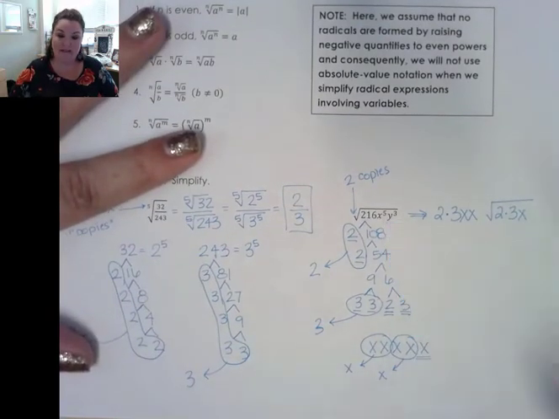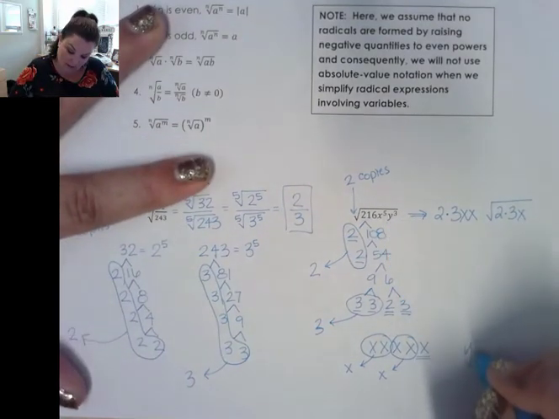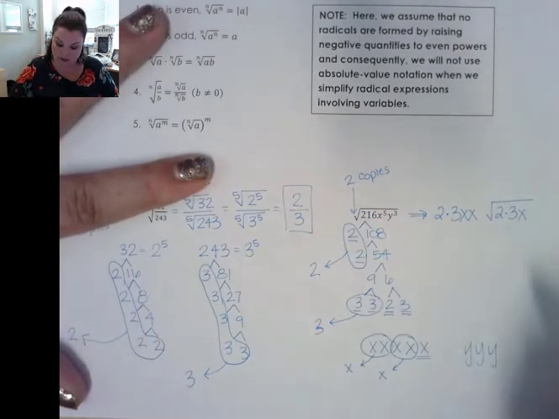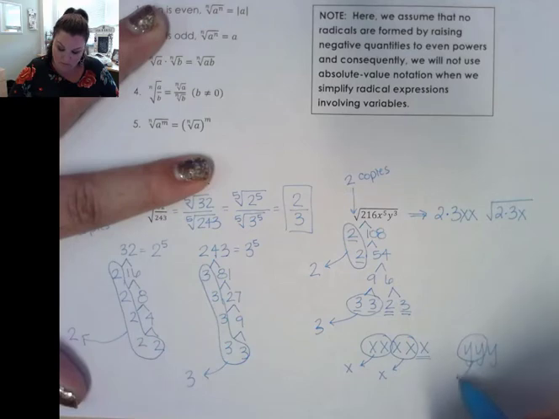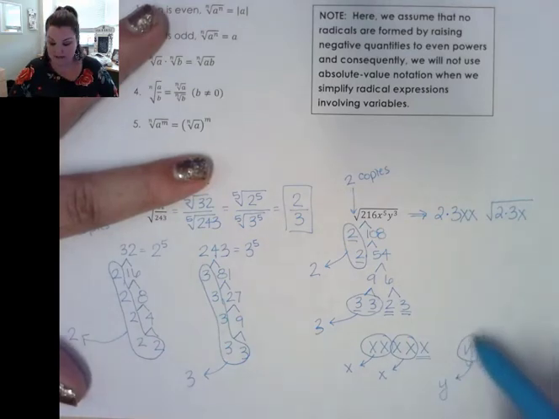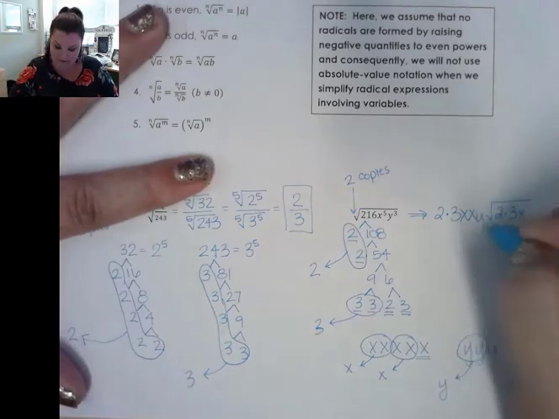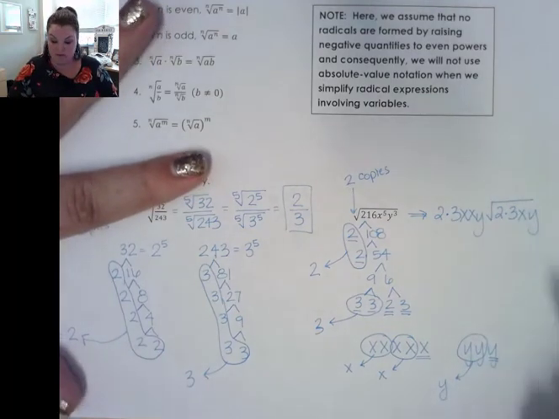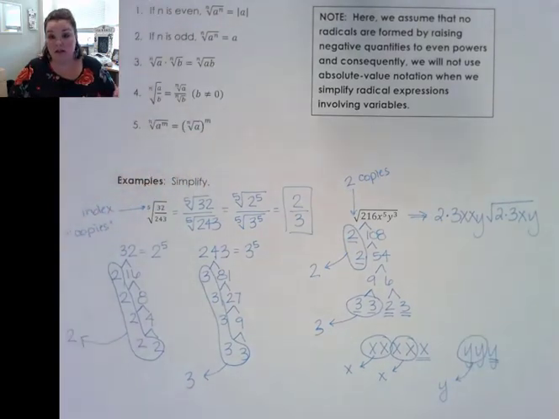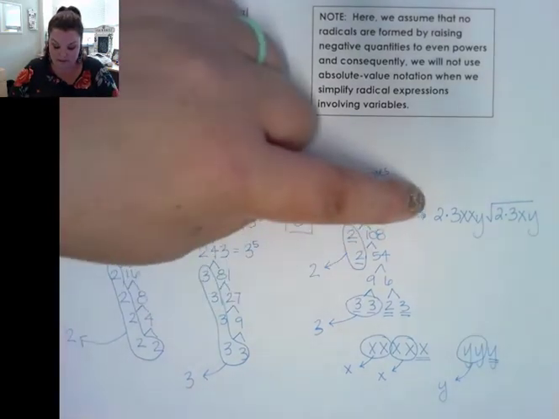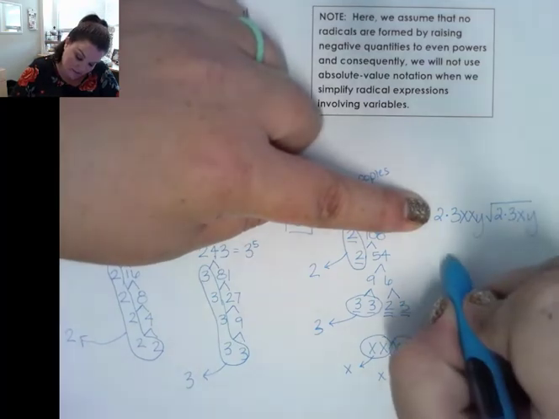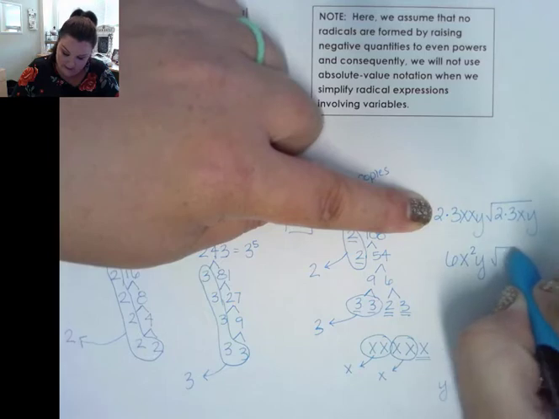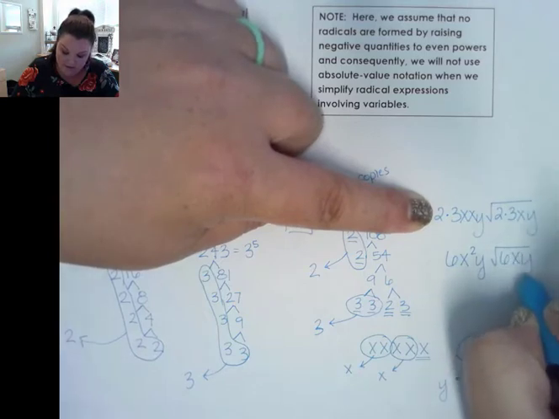Same thing with y to the 3rd. If I have 3 y's, y times y times y, and I need 2 copies to bring out a y, I can bring out 1 y, right? Because I have two y's here, which tells me I can bring out a y. And then notice I'm left with one copy of a y underneath. And then once I've got it all figured out, I just simplify the way that I write it. So I'm going to multiply my numbers together, which gives me 6. X times x is x squared. I have a y. And then under my square root, I'm left with 6xy.